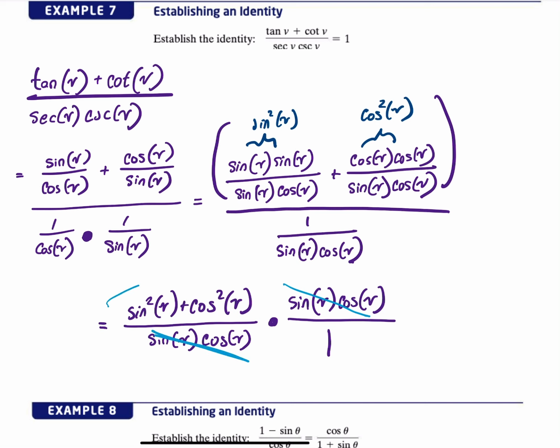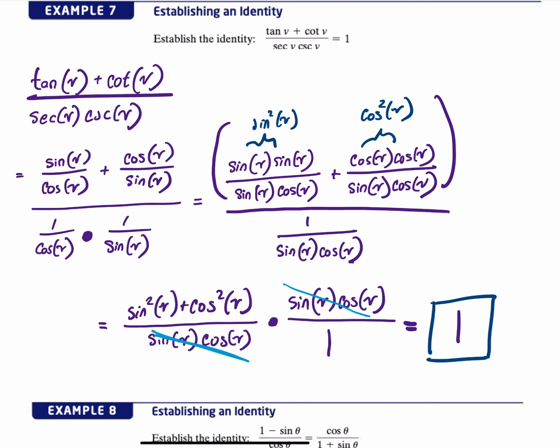So all we're left with is this sine squared plus cosine squared, and we've seen that is a Pythagorean identity. So this will all just be equal to 1. Sine squared plus cosine squared equals positive 1. So this whole thing reduces down to just positive 1.